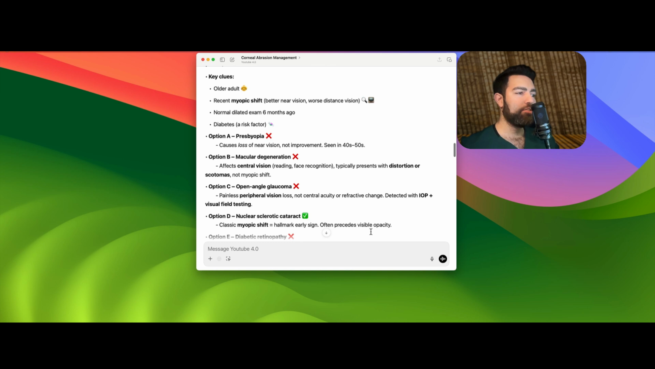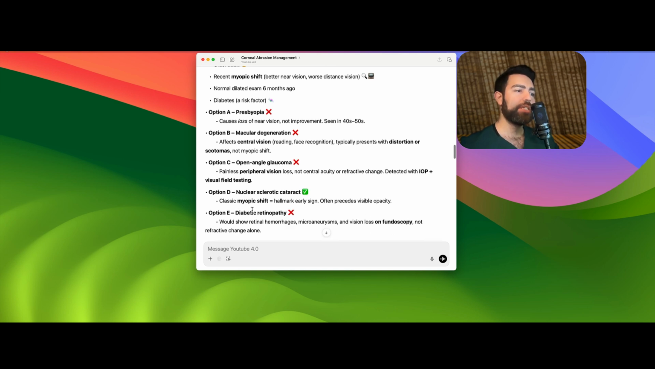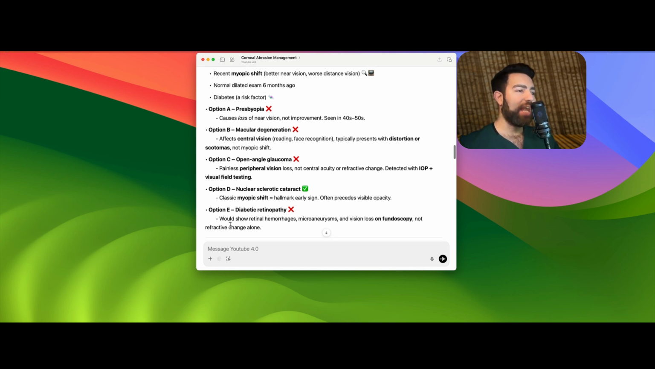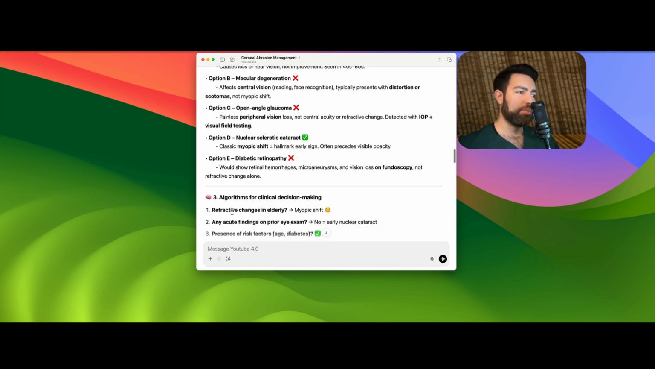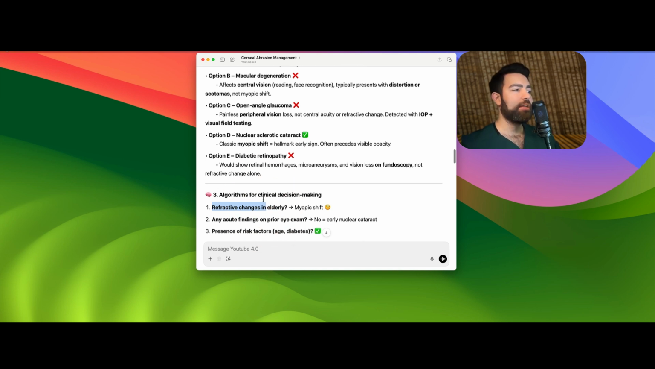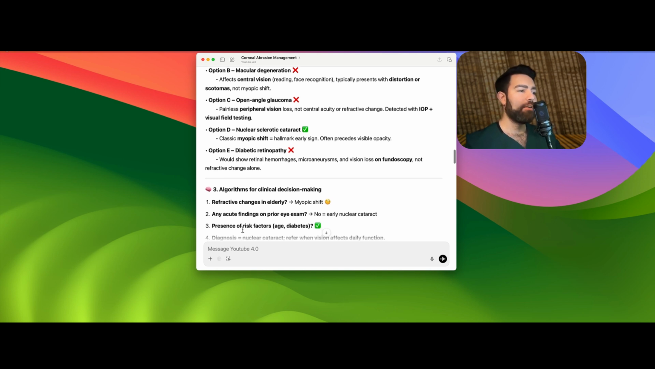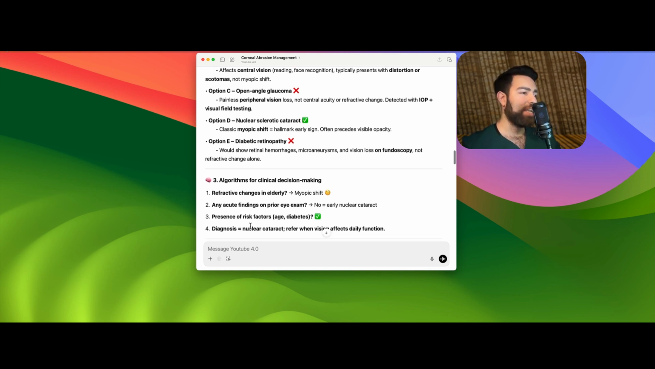Diabetic retinopathy usually presents with retinal hemorrhages, microaneurysms, and vision loss on fundoscopy, and not a refractive change alone. And so when you go through the algorithm, see if there are refractive changes in the elderly. Think about whether there's a myopic change or shift and any acute findings. If not, probably early nuclear cataract. Presence of risk factors like age and diabetes, diagnosis nuclear cataract, refer when vision affects daily function.